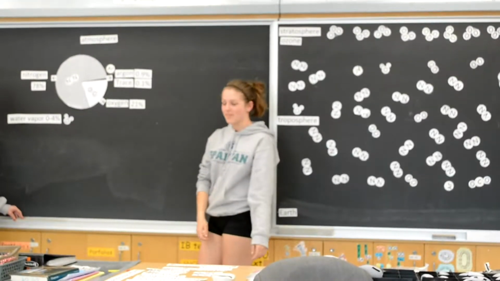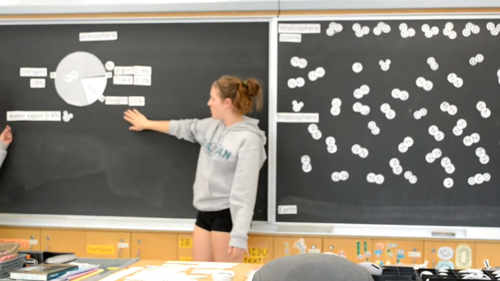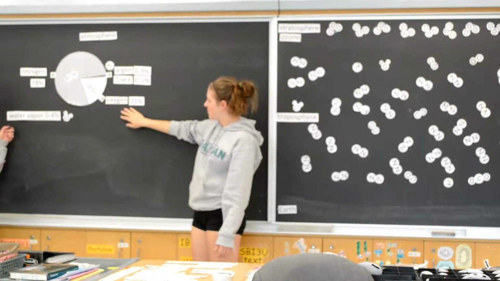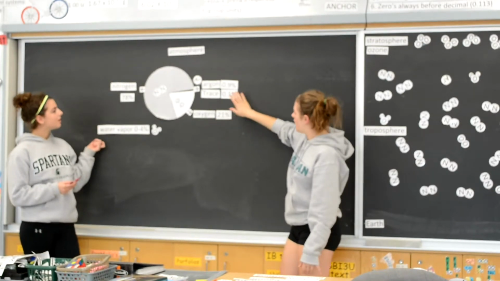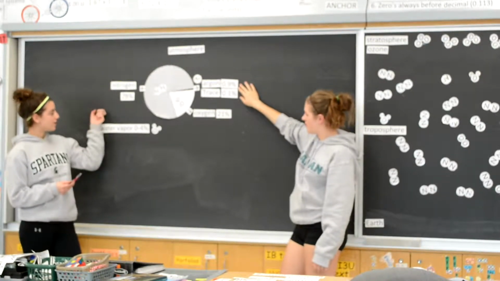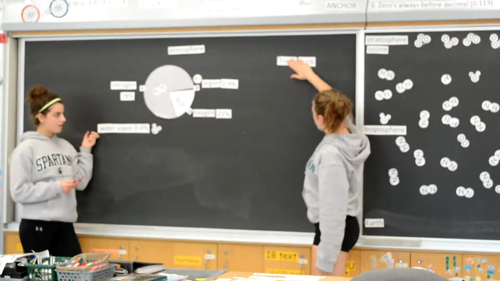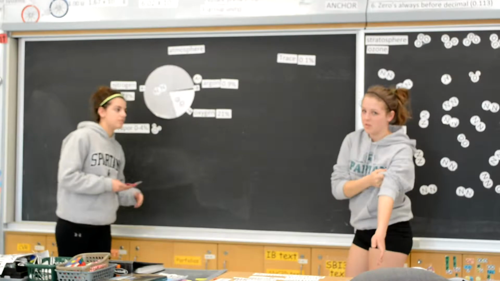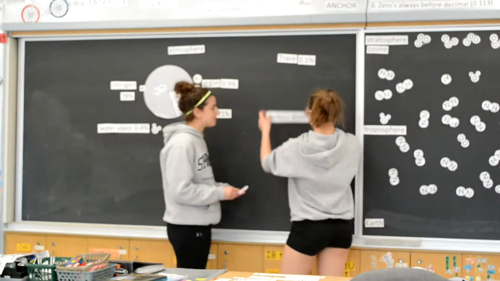So this pie chart represents our atmosphere with 21% oxygen, 0 to 4% water vapor, depending on where you are in the world, 0.9% argon, 78% nitrogen, and 0.1% trace. Now, this trace is made up of multiple different gases, including the greenhouse gases.